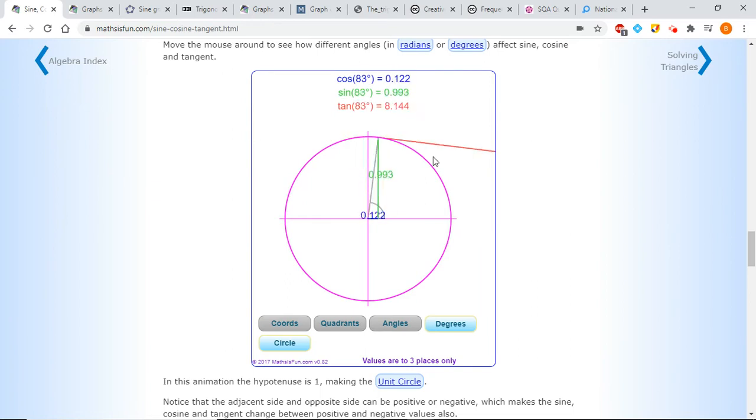Tangent is dead simple. It's sine divided by cosine. So if you got a calculator out and you did 0.695 divided by 0.719, in other words, the blue divided by the green, you would get the red answer. You would get 1.036. So that's what tangent means. It's just the sine divided by the cosine.